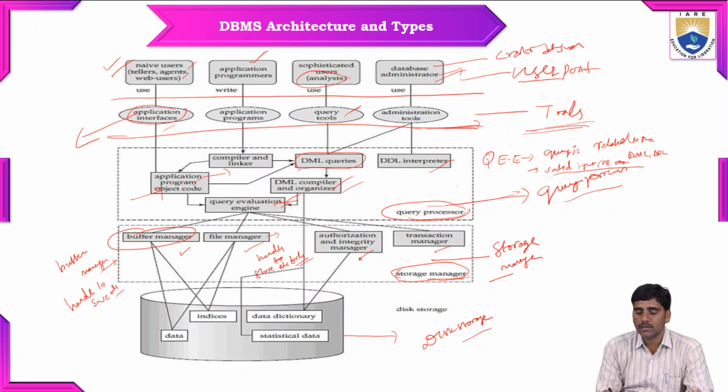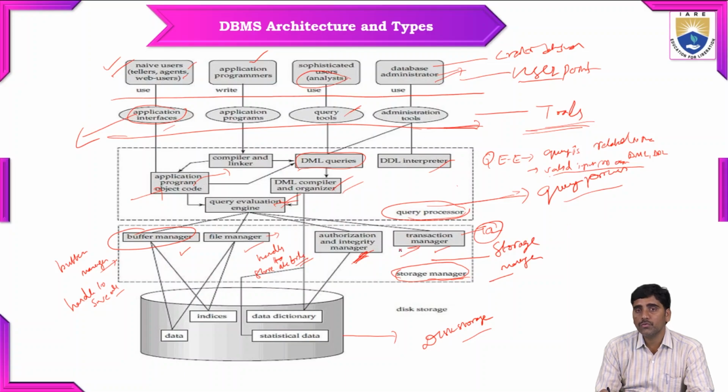Next, authorization and integrity manager. Here the authorization manager will check whether the user is authenticated or not, and whether the file is authenticated or not, to interact with the database. And the transaction manager is responsible for doing the transactions, like TCL queries, or the transaction management process. The transaction manager is responsible for that.